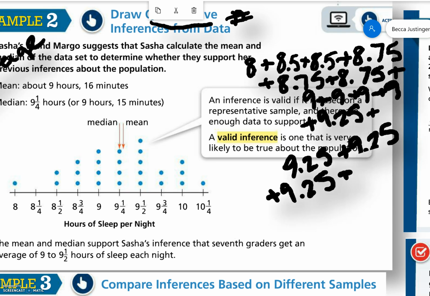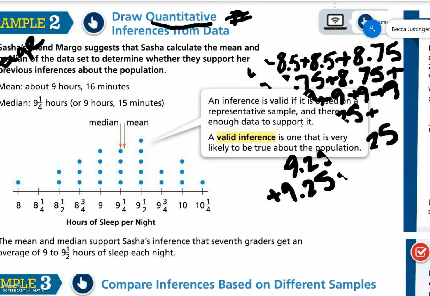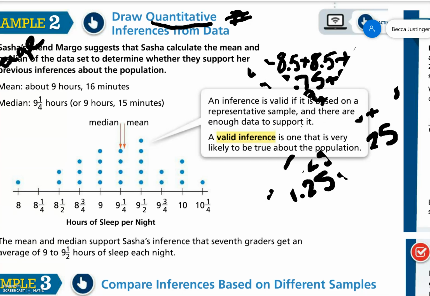You would do this all in your calculator. You add them all up and then divide by the number of numbers. This is a mess. And then to find the median, you just cross one out from the lower and one out from the higher and do that until you get to the middle.